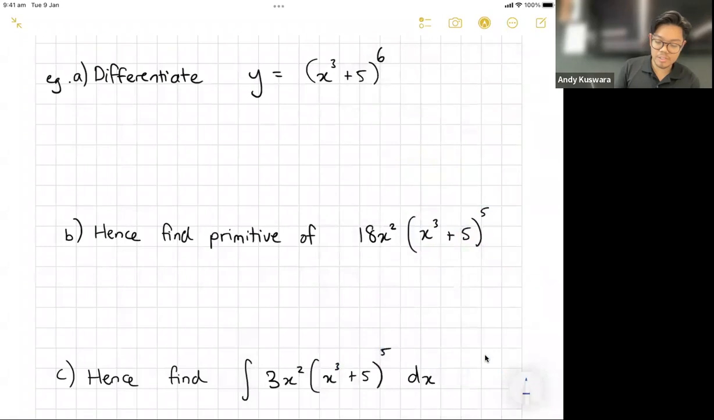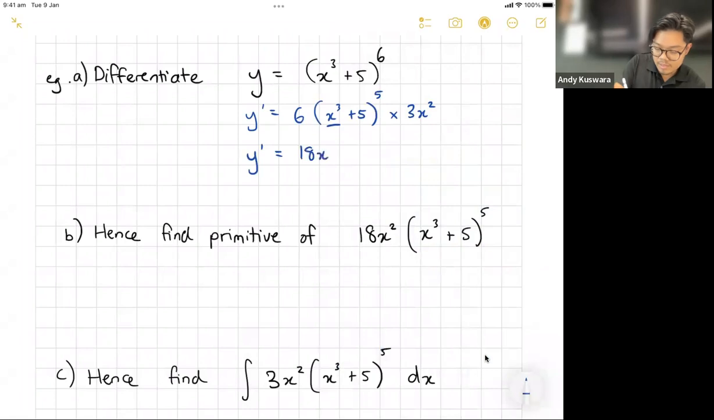This first one here, we want to differentiate y equals x cubed plus 5 to the power of 6. So your y dash, using your chain rule, is the 6 comes down to the front, your bracket stays the same, you take away 1 from the power, so now it's to the power of 5. Then you multiply by the differentiation of the bracket. The differentiation of x cubed is 3x squared. Cleaning things up a little bit, that gives me 18x squared bracket x cubed plus 5 to the power of 5.